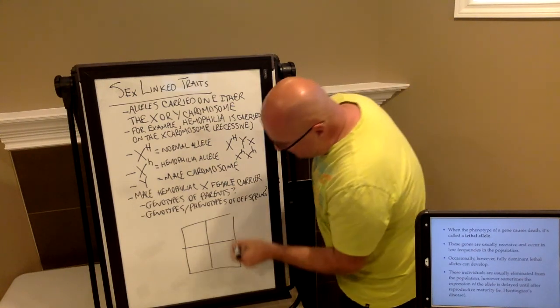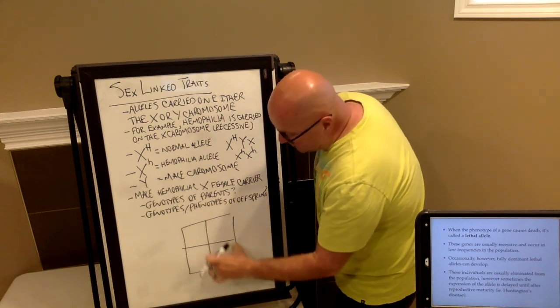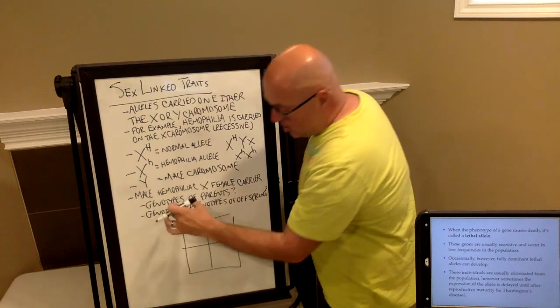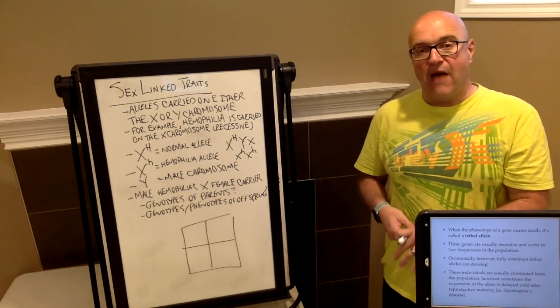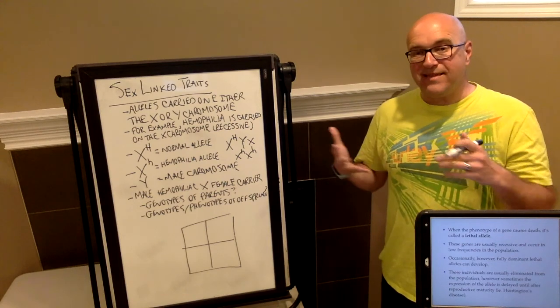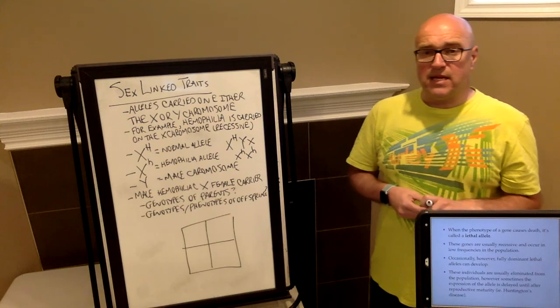So this half of my Punnett square, because this would have been X capital H Y, all of these offspring on this side are going to be males. All the ones on this side are going to be female. But I would also determine whether or not they have hemophilia or not. So that's how you draw the alleles if it's an X-linked condition.